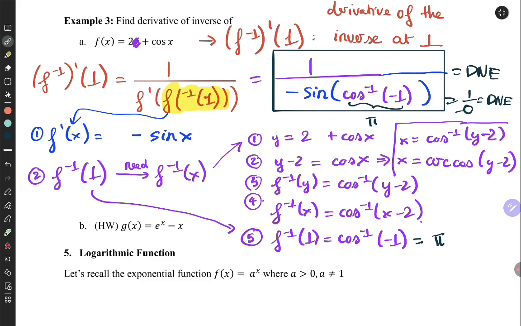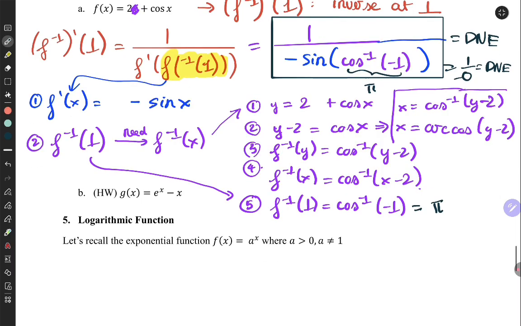In a normal semester, in a previous semester, we did that. This problem takes longer. Okay. So, any other questions? Okay, your homework is that one down there. Find the derivative of the inverse of G at 1 for that problem.